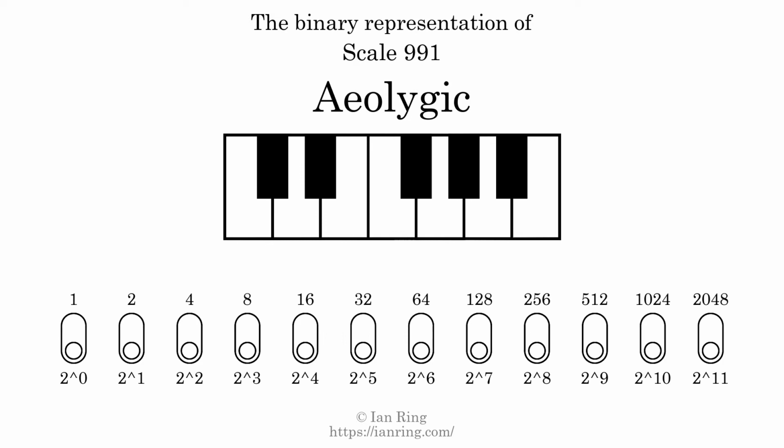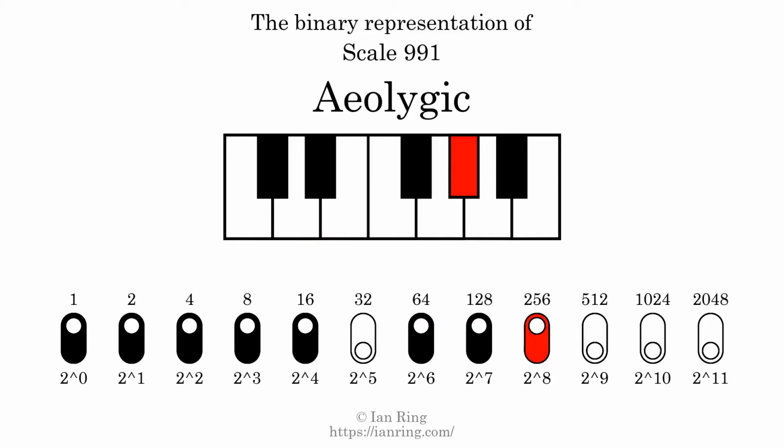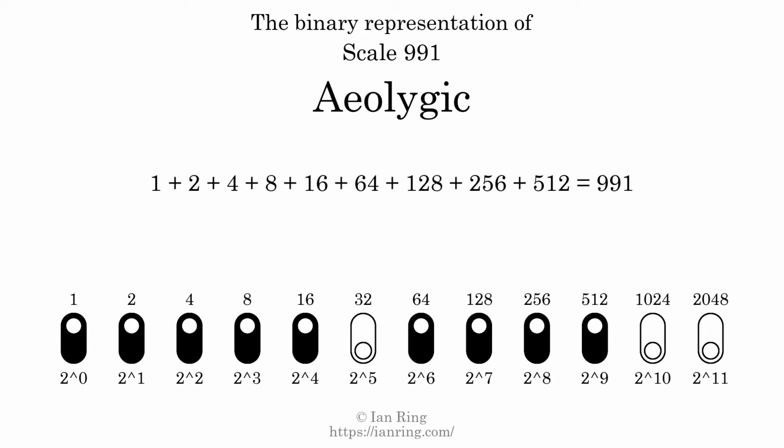The binary representation of this scale is determined by mapping tones of the scale to binary digits. Each binary digit represents a power of 2. To get the scale number, we add the powers of 2 together. The powers of 2 that are present in the scale, all added together, equals 991. That is why the scale number, in decimal, is 991.